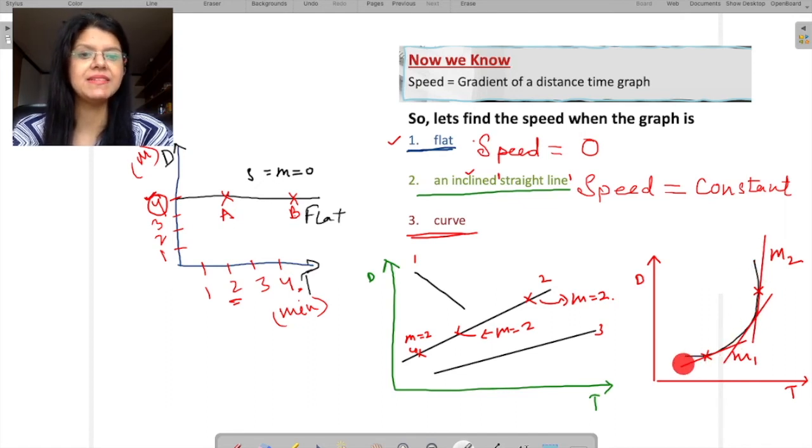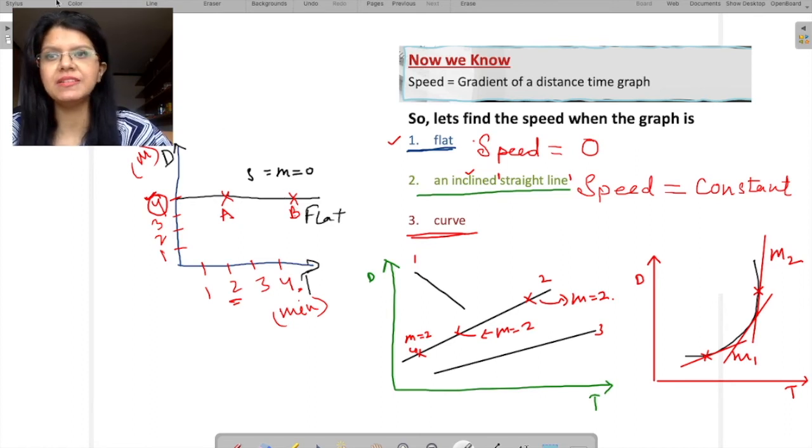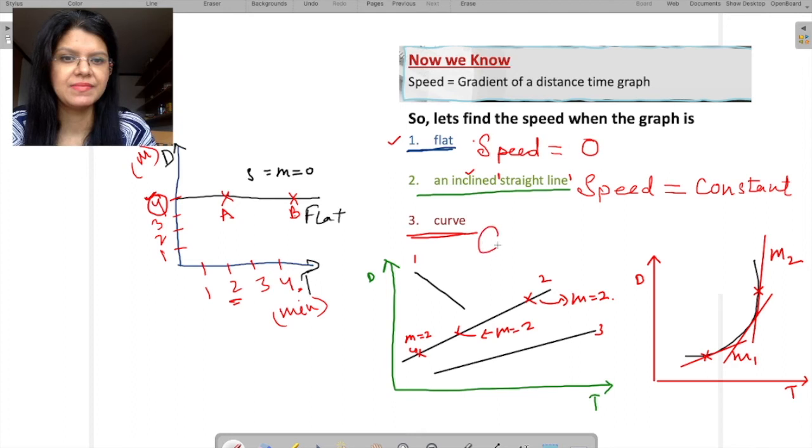The gradient is changing and the gradient is the speed. So therefore a curve tells you changing speed. Whenever there is a curve, what do you infer from the curve? You infer that it is depicting changing speed.